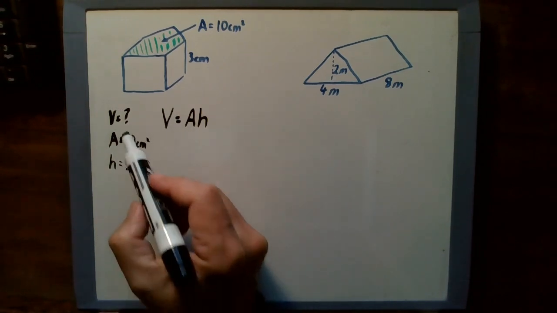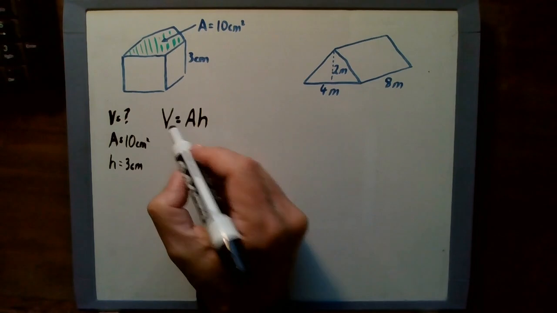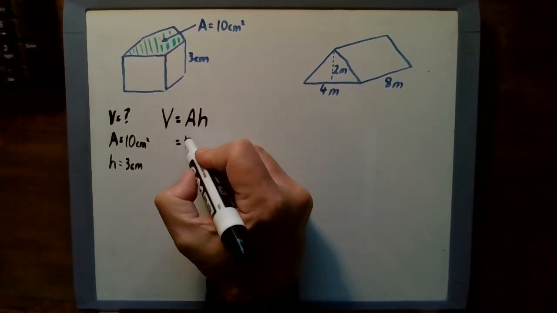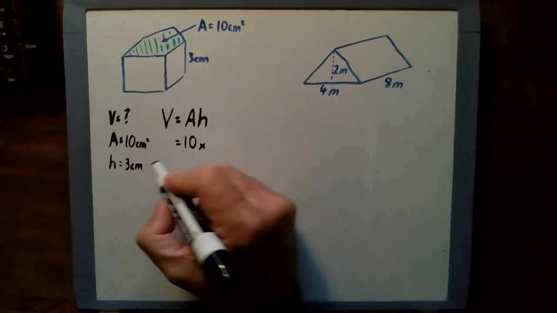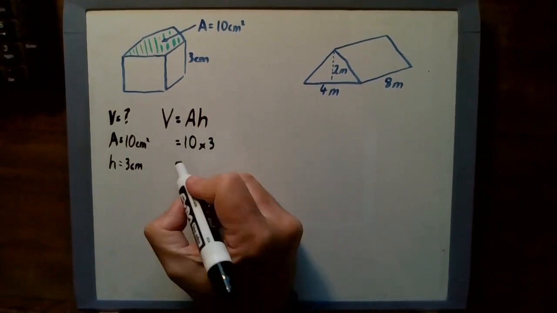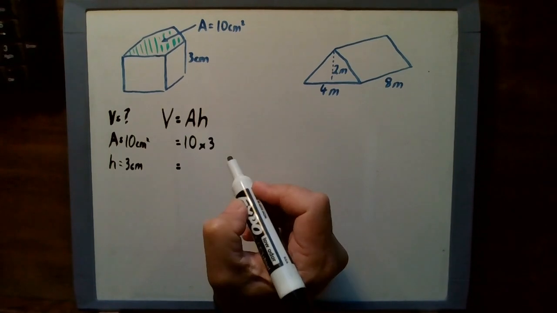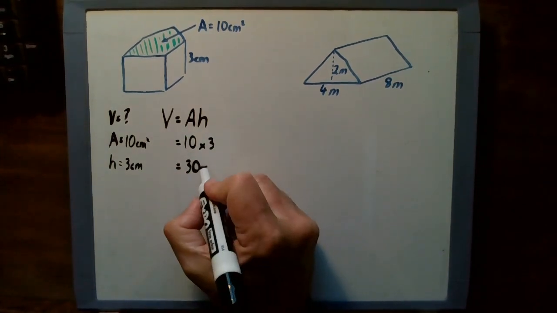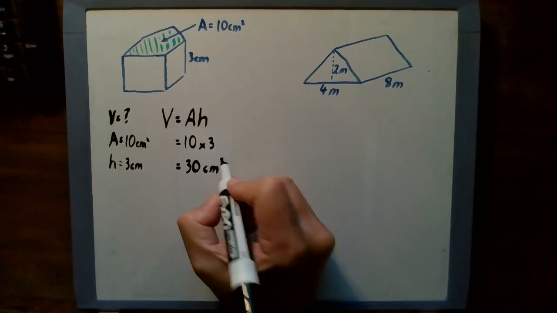We can now substitute these values into our formula. The volume we do not know is equal to the area, 10, times the height, which is 3. 10 times 3 is 30. We are dealing with centimeters, so centimeters cubed.